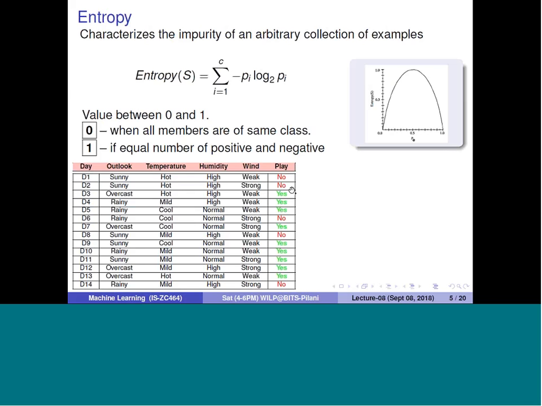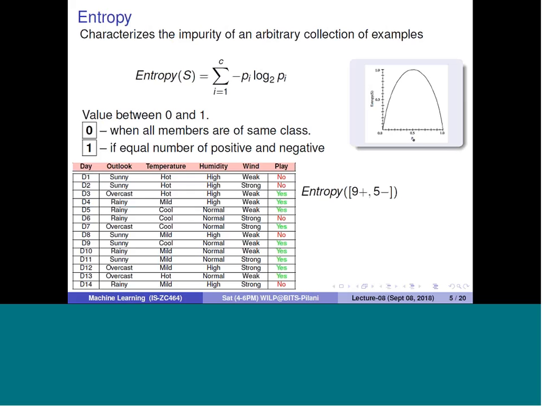Then we have seen a mathematical concept: given a database, how to find entropy. Entropy tells how much disorder there is in the data. If all the items are of the same kind, then there is no disorder, and the entropy is 0. But when 50% of the items are positive and 50% are negative, then the entropy is 1. You see this formulation.